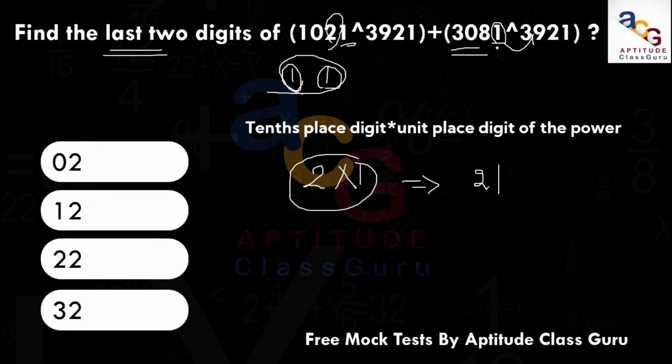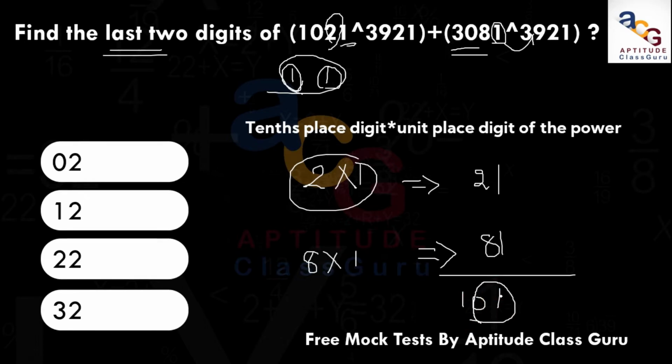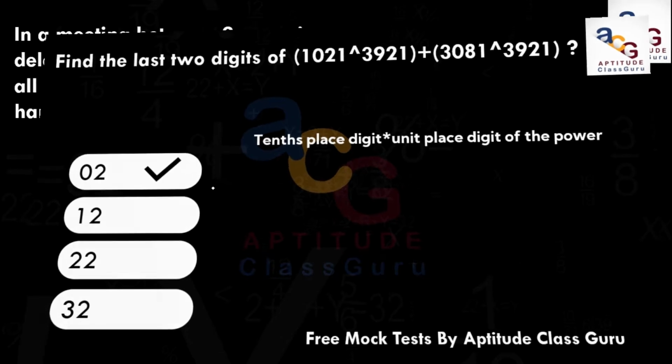And next go for the second number. The tens place of the number is 8, into the unit digit power. 1 to the power of anything is 1, so you multiply with 1. That will give you the answer as 81. So simply add these two numbers, you will get 102. Again the last two digits: 1 plus 1 is 2. So the last two digits are 02.